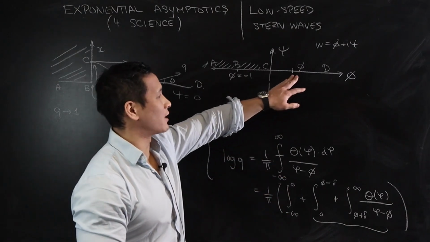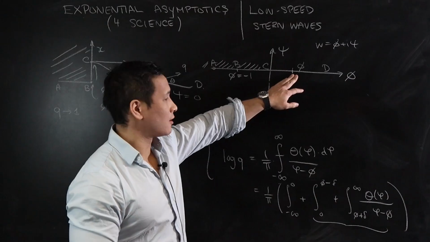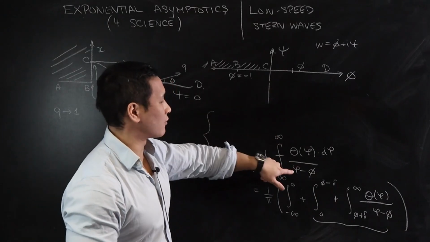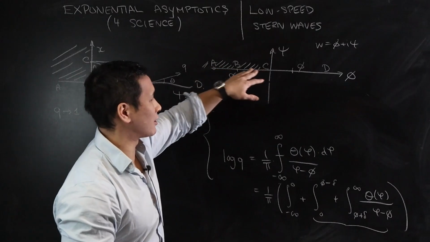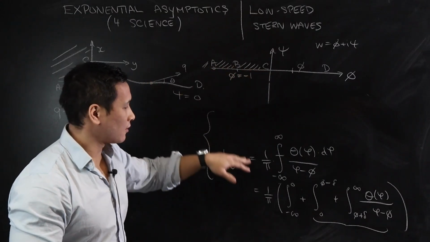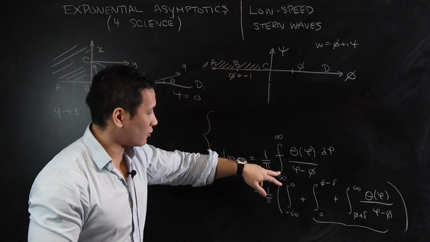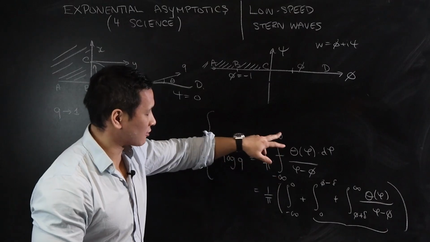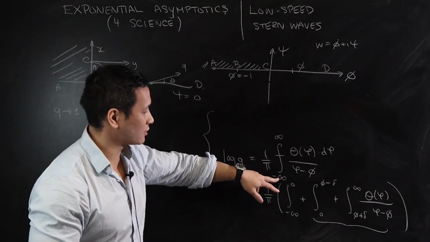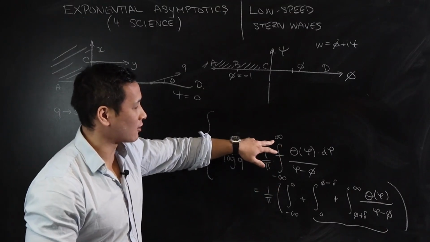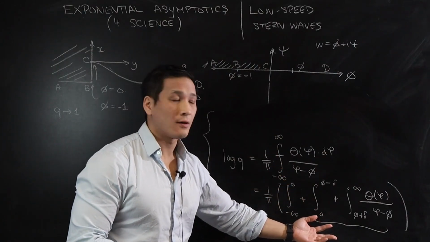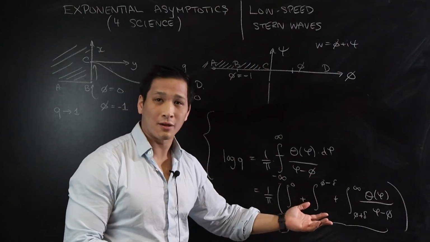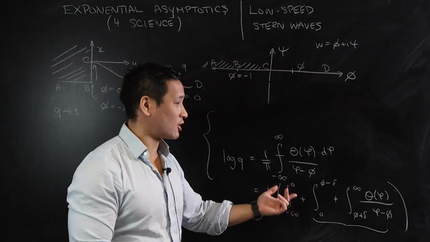Because remember, phi is valid on the free surface, and so this denominator will never hit 0 for the integration along the left edge here. Okay, so what you can do is split this integral up into the values from minus infinity to 0, and then from 0 to infinity, as we've done here. And then you know something about the angles of your ship on the left.